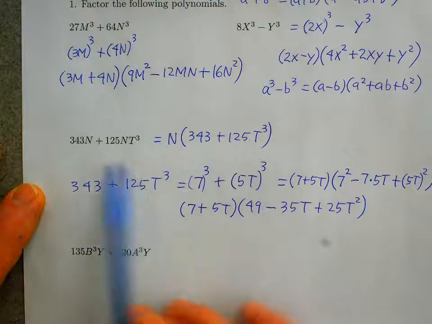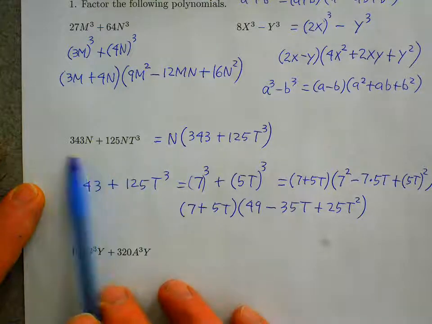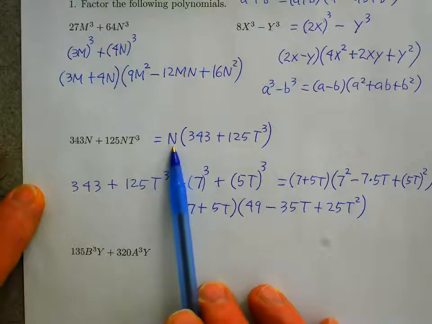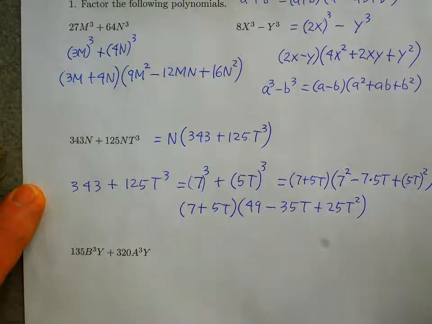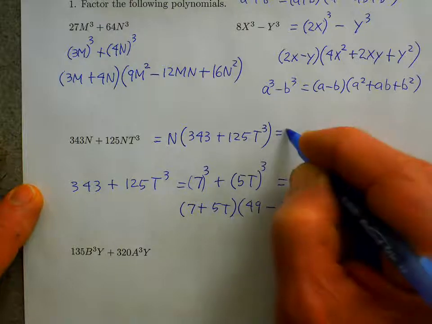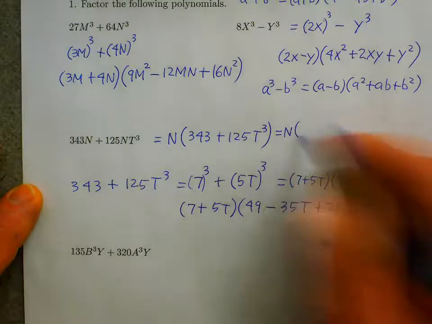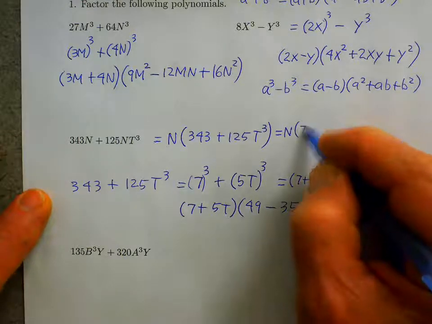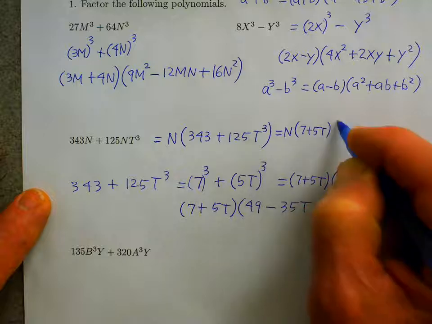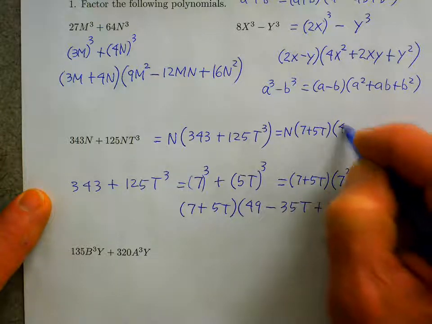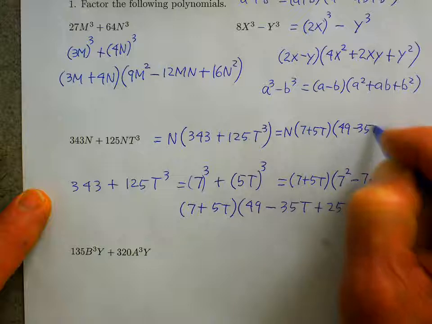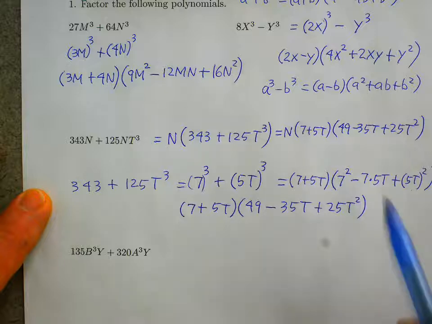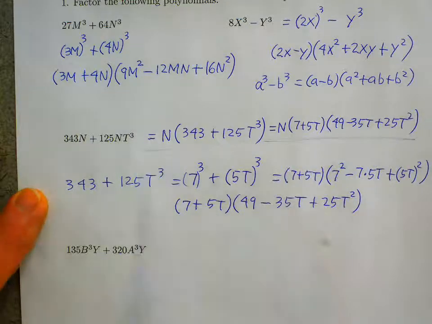Okay, remember that we started with this polynomial, so in the final factorization, we have to include the factor n. So I'll squeeze that in up here. That's equal to n, and then the factorization of the sum of cubes. So n times 7 plus 5t times 49 minus 35t plus 25t to the second. So this is the complete factorization.